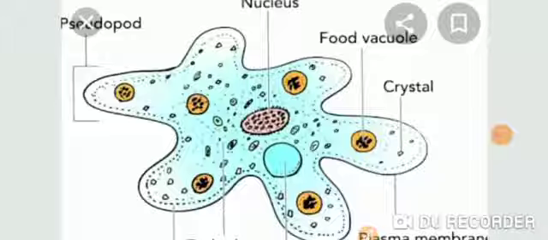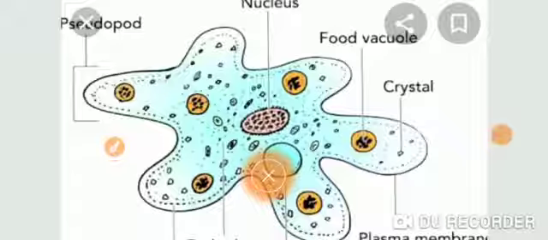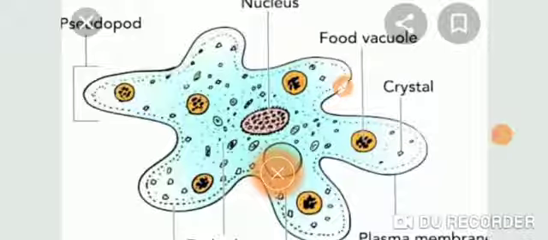Clear? There are so many examples, like the very first we will study here, amoeba. Yes, this is the structure of amoeba. The amoeba is a unicellular aquatic animal. Aquatic animal means this unicellular organism is found only in water. That is why it is an aquatic animal, and amoeba has an irregular shaped body, which keeps on changing slowly.